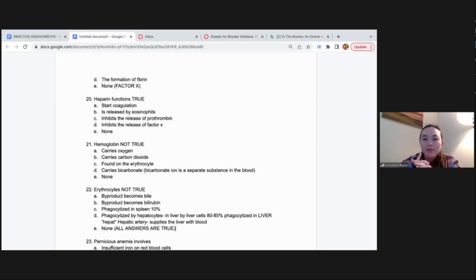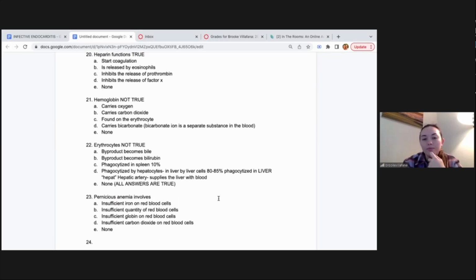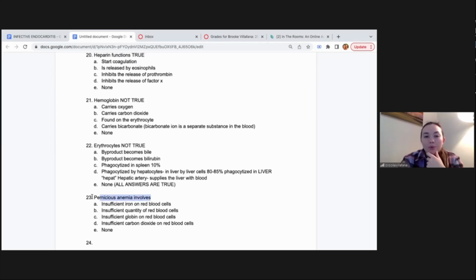Is that making sense to everybody? Some people put D, so hopefully that makes sense why that one's true. So we have to choose none, because all of those answers would be true. Pernicious anemia involves which of these?